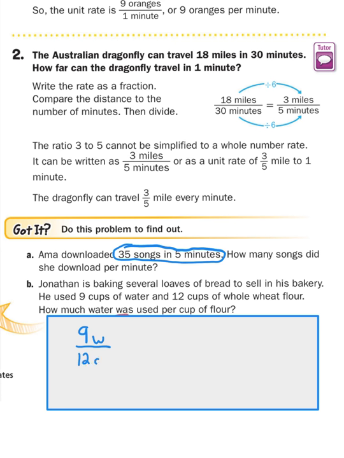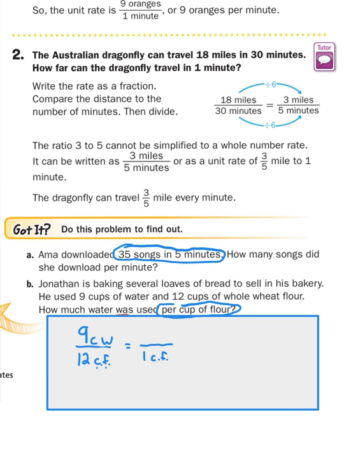Maybe I'll do CF for cups of flour, and I will do CW for cups of water. All right. Now, remember the question says how much water was used per cup of flour. That is key. Per cup of flour. And remember, the denominator is cups of flour. So per cup of flour means 1 cup of flour.